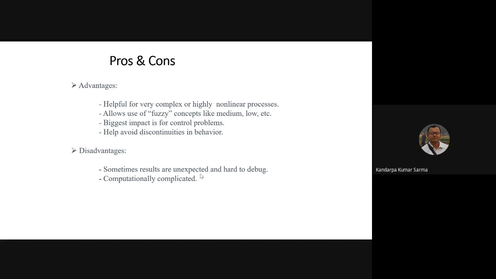So pros and cons: fuzzy systems are found to be very suitable for complex and highly nonlinear processes. You can use fuzzy concepts like medium, low, very, and all that. Fuzzy systems are very successfully used for control system problems. They help to get rid of discontinuities in the behavior. The drawbacks or disadvantages are that sometimes the results are very unpredictable or unexpected and hard to debug. It might be computationally a bit complicated.